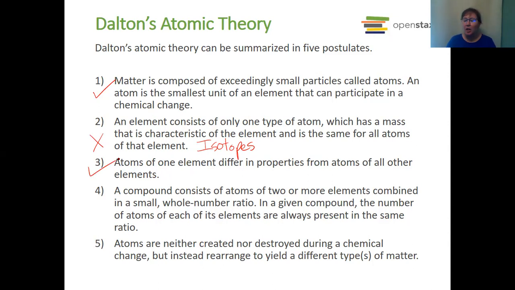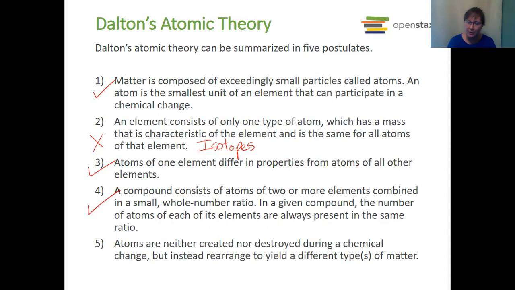An atom that belongs to one element is completely different than an atom of another element. For example, an atom of silver and an atom of gold are super different. An atom of oxygen and an atom of hydrogen are also super different. There's nothing that overlaps between them. Next, a compound consists of atoms of two or more elements combined in simple whole number ratios. So in a compound, the number of atoms of each element is always present in the same ratio. Yes, this is still true.